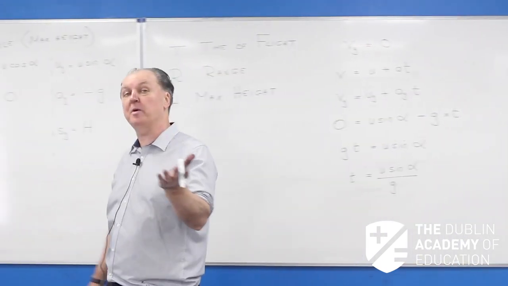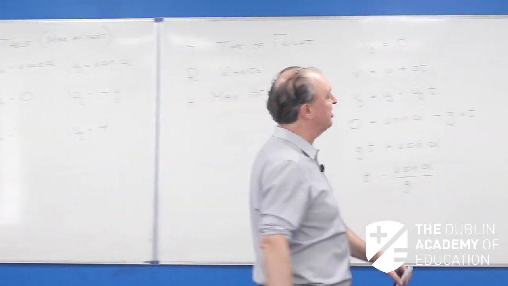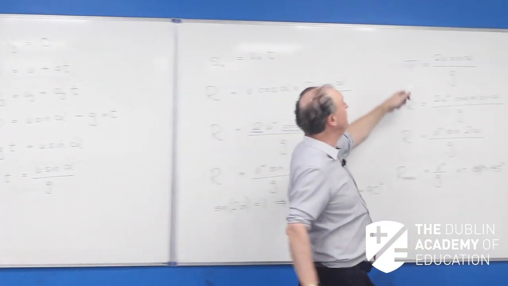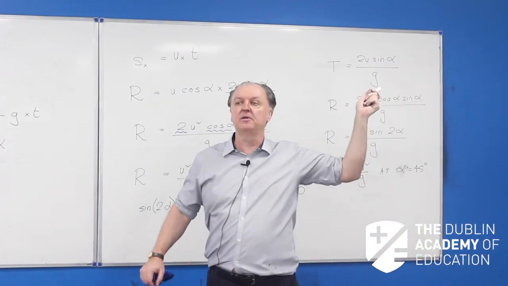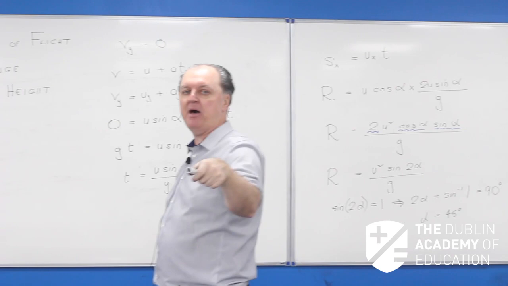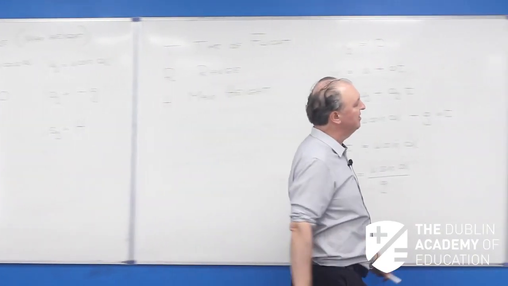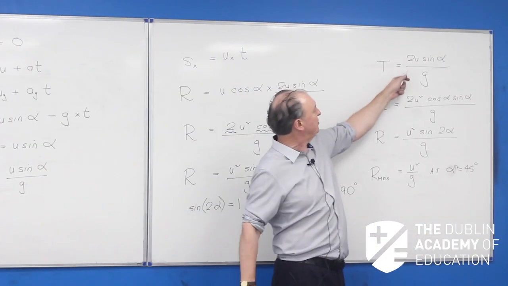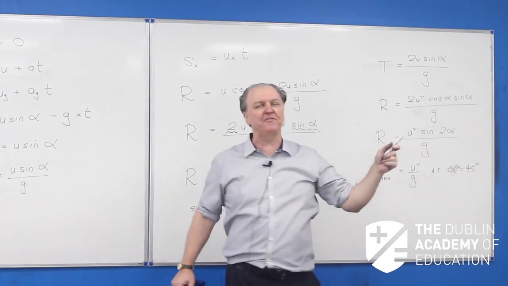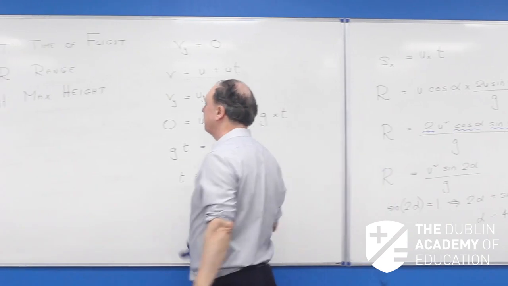Isn't that what I said, by the way? The time of flight, you can see, is 2U sine alpha divided by G, and the time to reach maximum height, which is exactly halfway, is half of that. If you get half of that, the 2 disappears, you get U sine alpha divided by G.